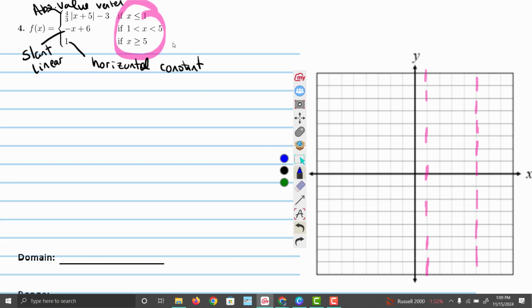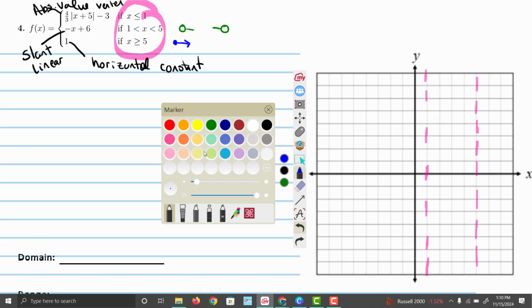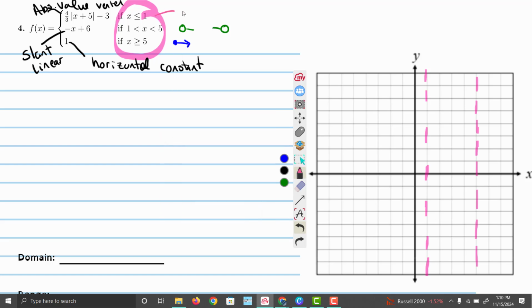So for my horizontal graph, I'm looking at a filled-in circle and going back to the right. For my linear graph, it's between two locations, and I have an open circle going away from those two walls, going towards the center. And the last one I have is an absolute value function, and it's going to be a closed circle going back to the left. So let's find each of those pieces.